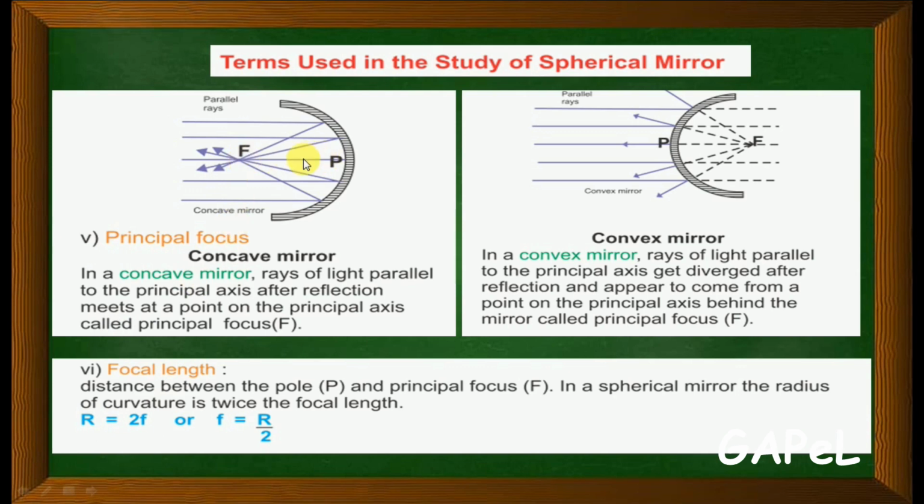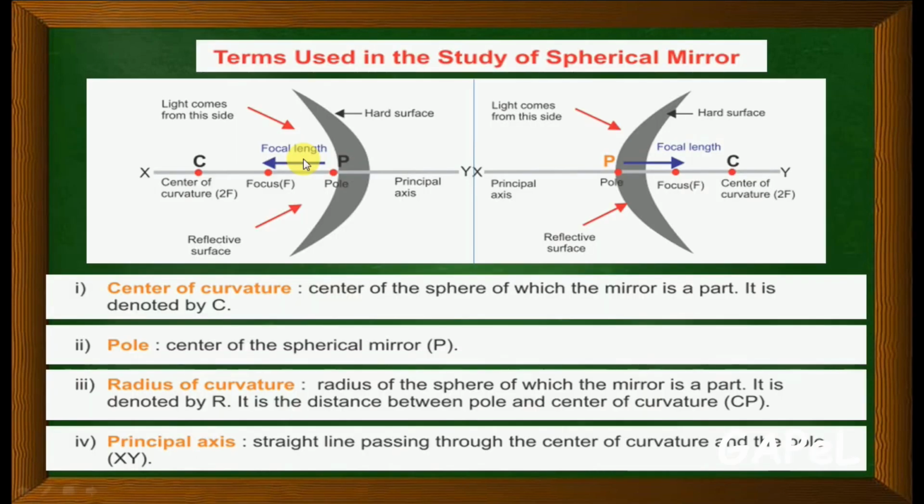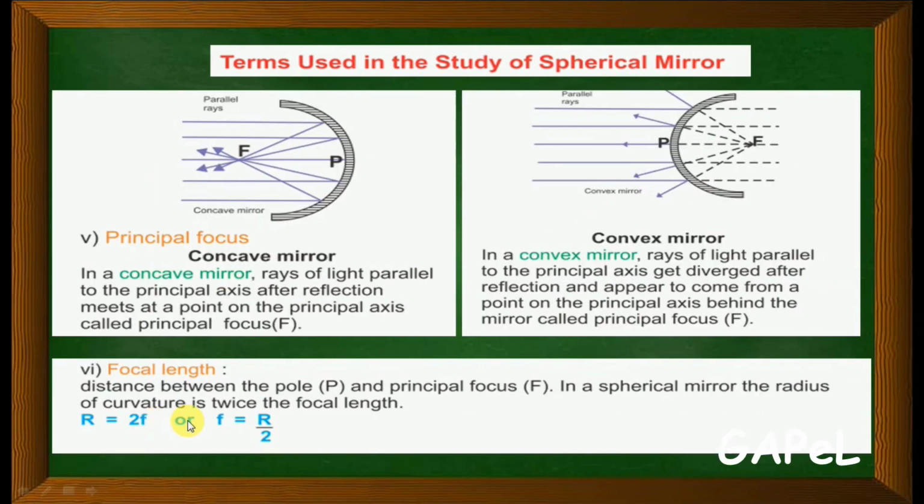So this distance and this distance are the same. From C to F and from F to P is basically 2 times F. And from C to P is what? The radius of curvature, CP. So this is one F and this is another F, so it becomes 2F. From that you can find F, that is R by 2. So it's very easy to calculate, correct? When you halve the radius of curvature, you will get the focal length.